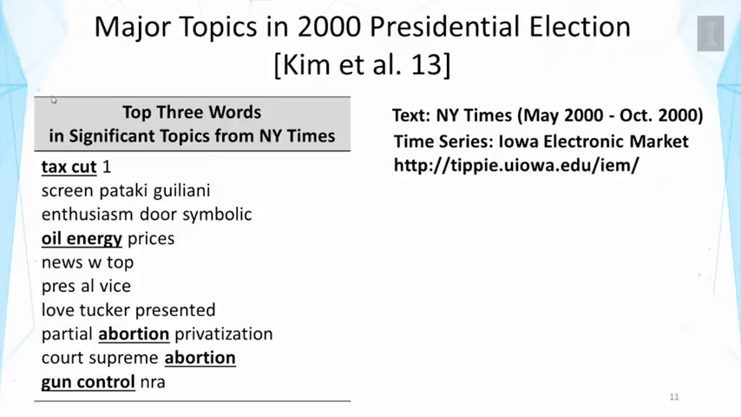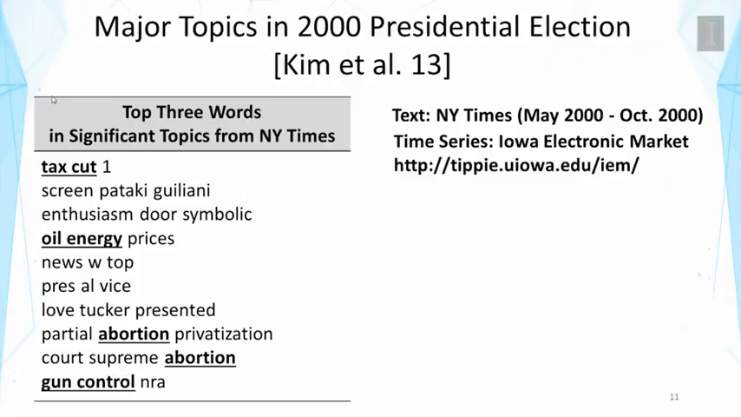Here are some other results from analyzing presidential election time series. The time series data here is from Iowa Electronic Market, and that's a prediction market. And the data is the same, New York Times, from May 2000 to October 2000. That's for the 2000 presidential campaign election. Now, what you see here are the top 3 words in significant topics from New York Times. And if you look at these topics, they are indeed quite related to the campaign. Actually, here the issues are very much related to the important issues of this presidential election.